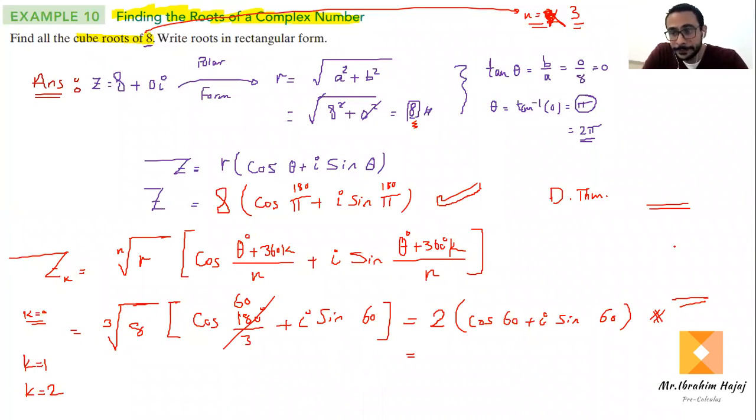Just a question. How do you get cosine 60? I just multiply 360 by 0, which gives you 0, and the angle is 180 divided by 3, which is 60. So cosine 60 plus i sine 60. Okay.